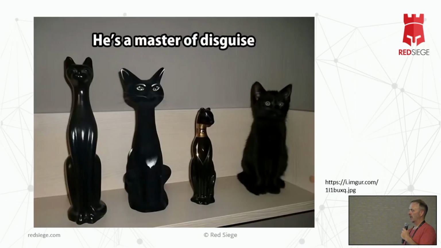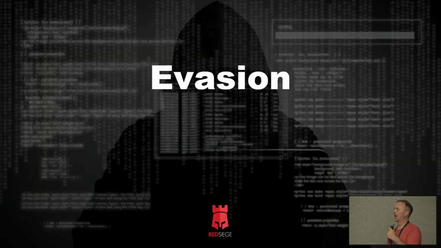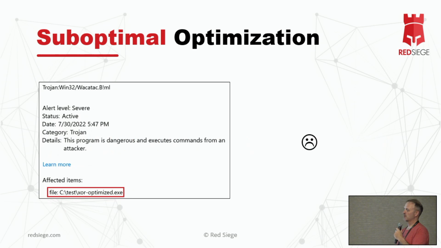Every variation. And if you remember the screen from Defender Check, it tells us exactly, okay, it's this size and at this offset is where the badness in the file is. Every time I change and recompile, it's telling me the bad bytes are at the exact same offset. I know it's the XOR routine, and I know it's happening at the exact same spot.